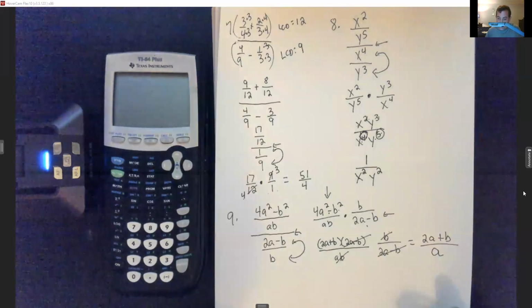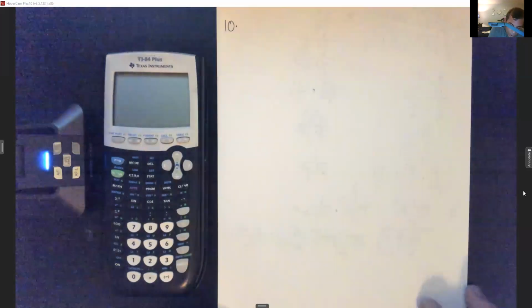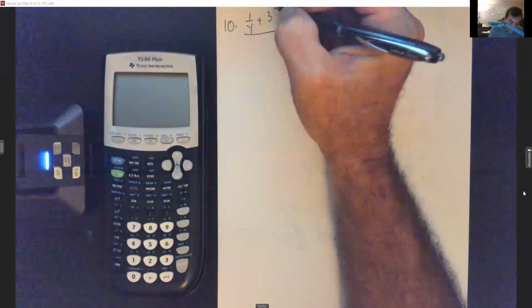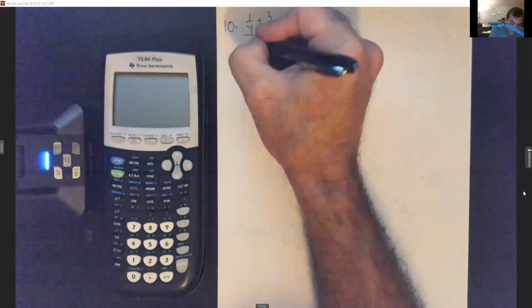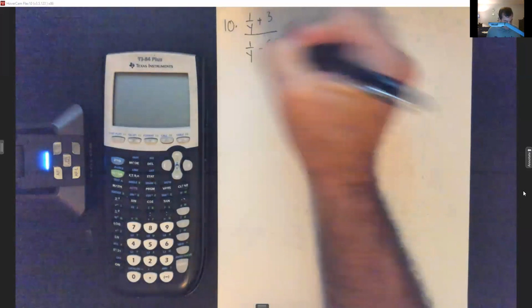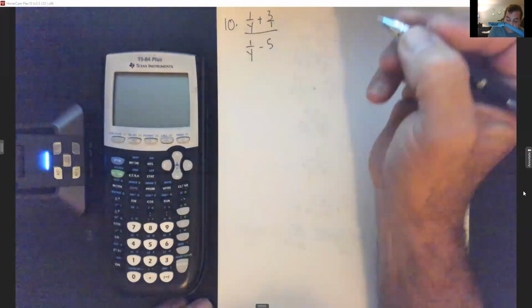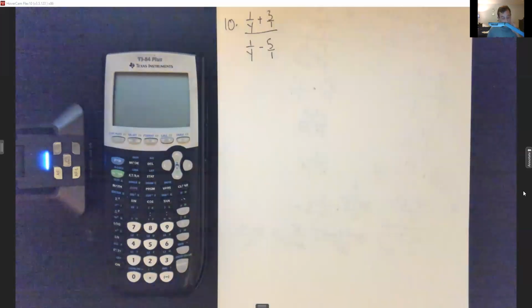So hopefully this is all bringing back memories, right? All right, y'all, number 10 is another one. I got 1 over y plus 3, all over 1 over y minus 5. So I'm going to make the 3 look like a fraction and the 5 look like a fraction.